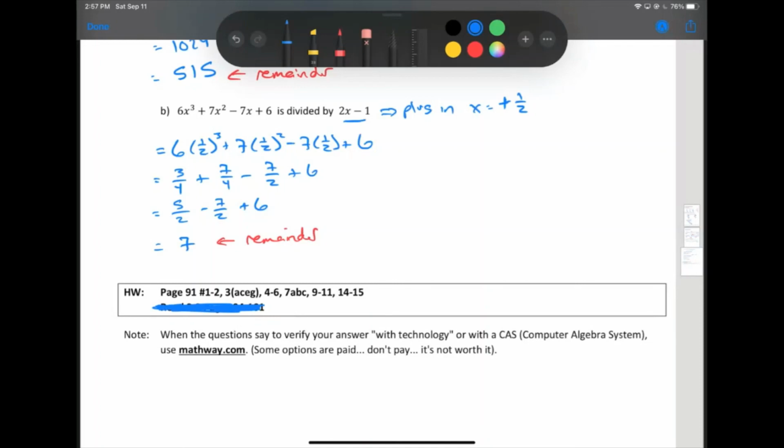Now, I will point out that it says to verify your answers with technology or a computer algebra system, which we haven't talked about yet. But what you can do is use something called Mathway, which is just mathway.com. If you want to stick around for a moment, I will take you to mathway.com and show you how it works. If you don't want to watch it, you can go try and figure it out on your own. Completely up to you.